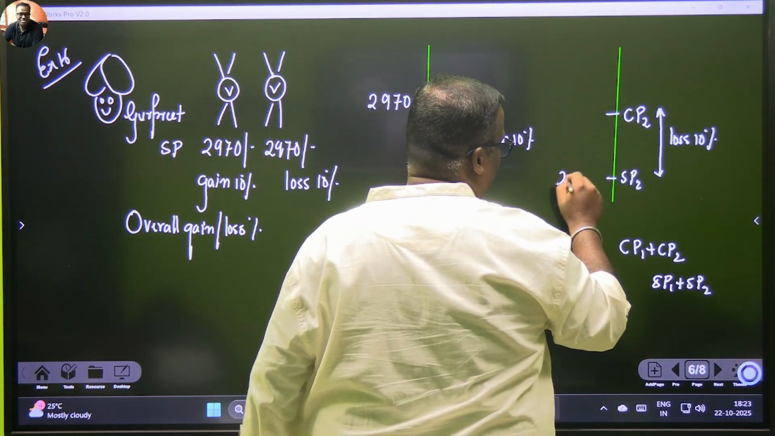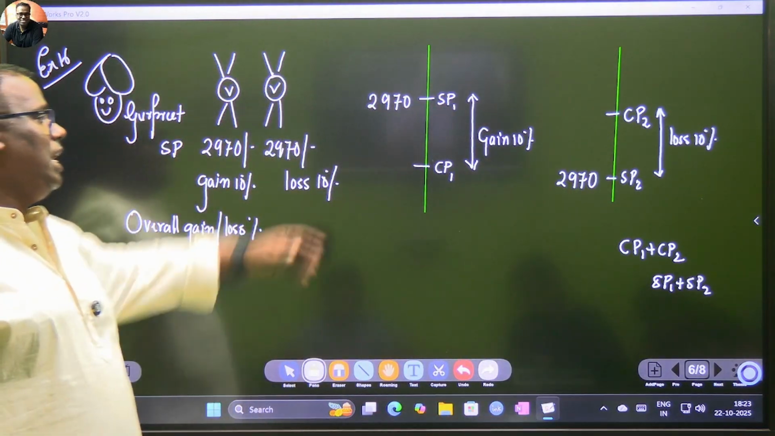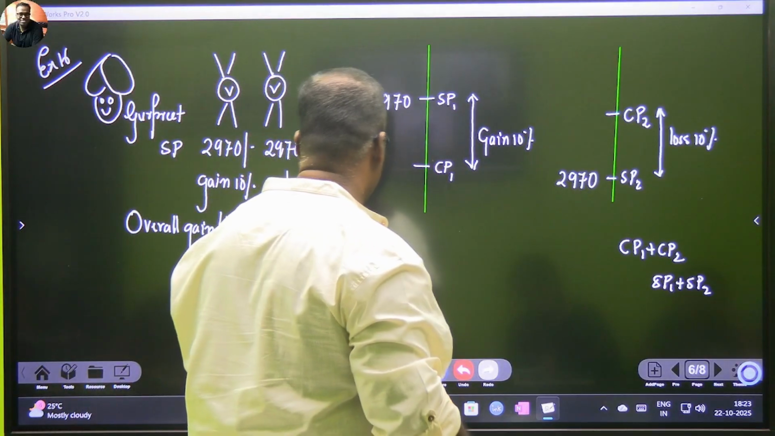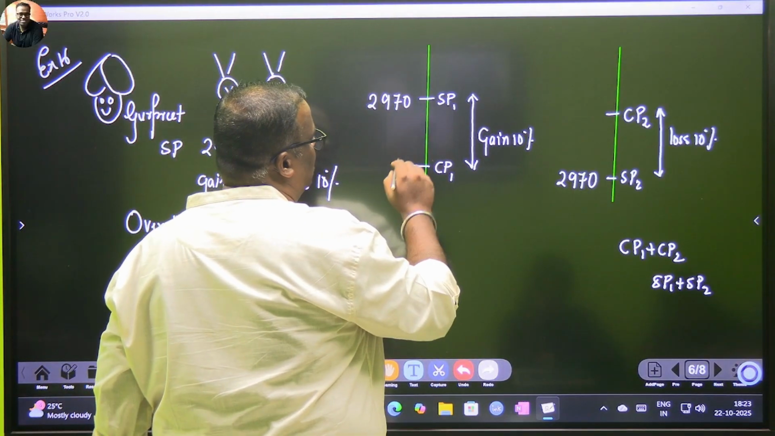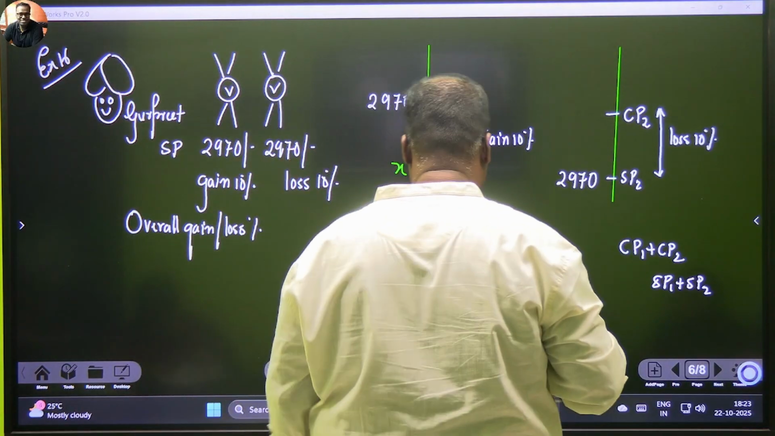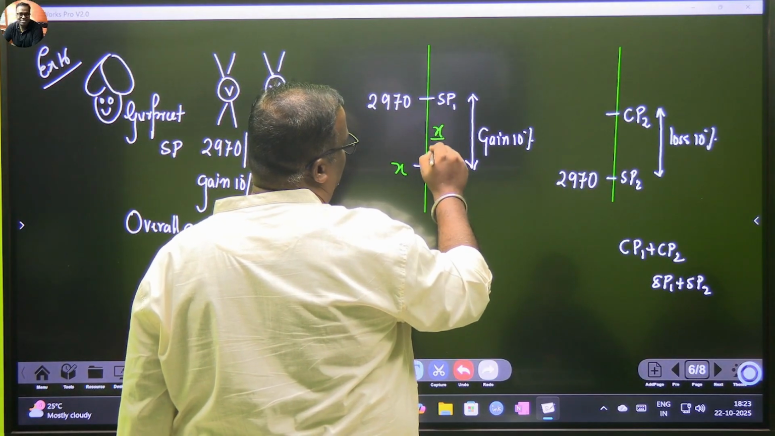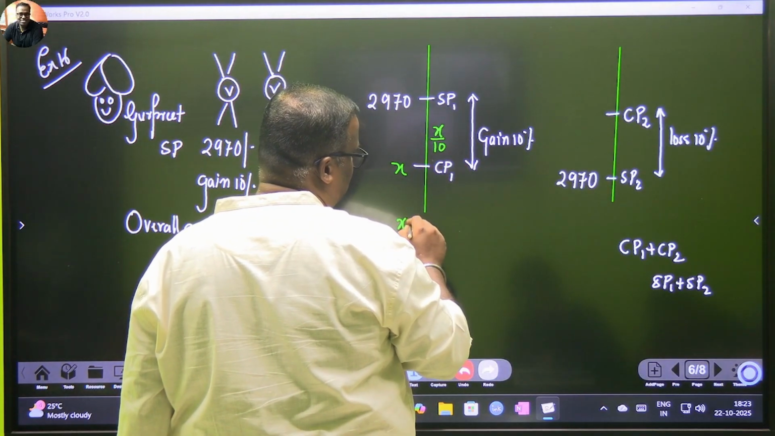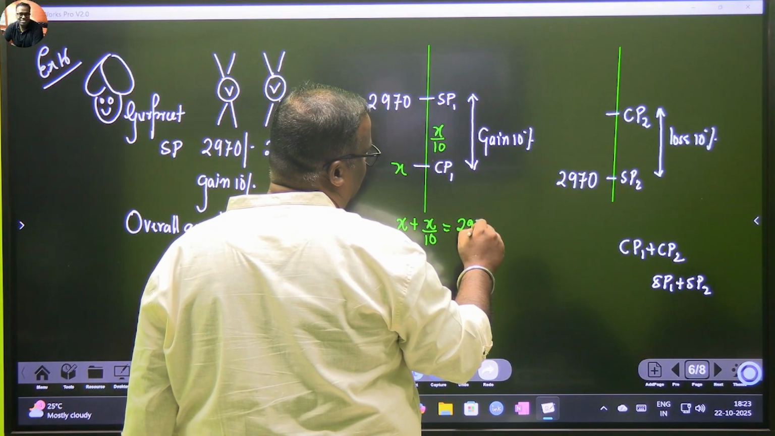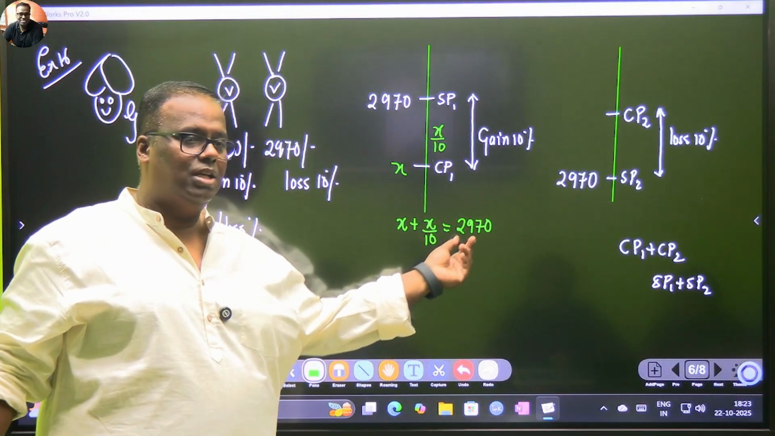This is 2970. How do we find it now? So you made a gain of 10%. Let your initial cost price be X. Your gain is how much? 10% means 10 by 100, which means 1 by 10. So your gain is X by 10. So can we write X plus X by 10 should be giving me 2970? Do you agree? Cost price plus the gain gives me 2970.